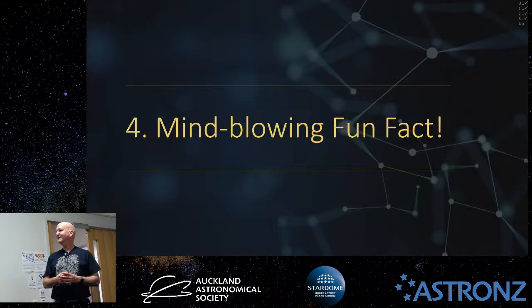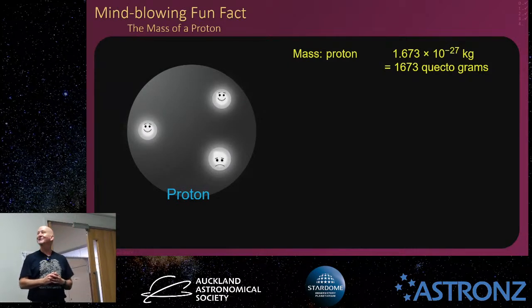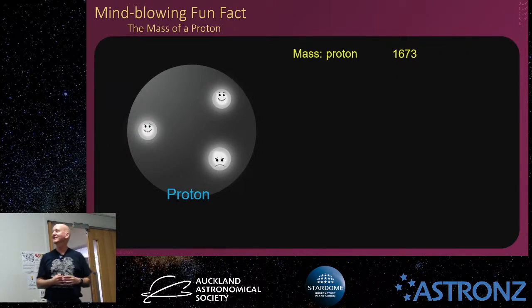So now we've been through all that, let's have a look at an even more amazing fact. Well, I think it is. We'll have a look at the mass of a proton. Now, the mass of a proton is 1.673 times 10 to the minus 27 kilograms. So it's 0.00 with the 1 at the 27th decimal place. Now, that is 1673 quectograms, but we're not worrying about the units. We just want to look at the numbers. So we're just going to look at 1673.